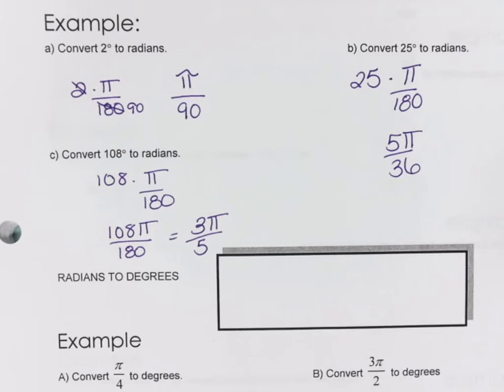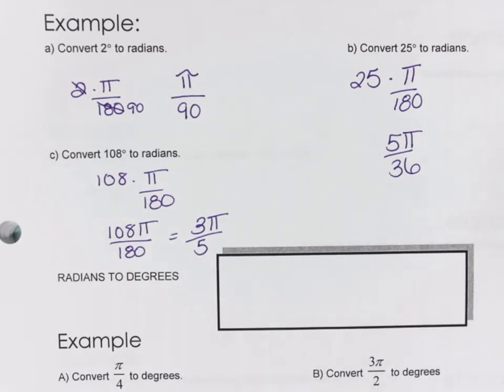Nope, 3 pi over 5. Anybody know what factor I took out? All you had to do was take 108 divided by 3, and I'm left with 36, and that would be the thing that I would have had to take out of both the top and the bottom.